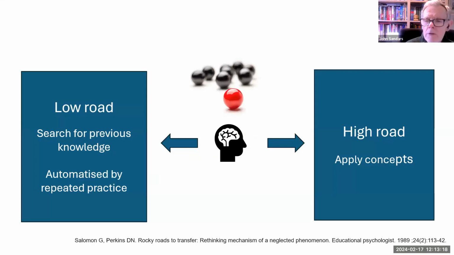Now, Salomon and Perkins talked about two approaches to developing transfer of learning based on the similarity principle. The first is what they call the low road. It is the low road approach. So what happens there is that when someone is faced with a particular situation, they search for previous knowledge. What do they know about it? What is similar or different to this situation? And it's automatized by repeated practice.